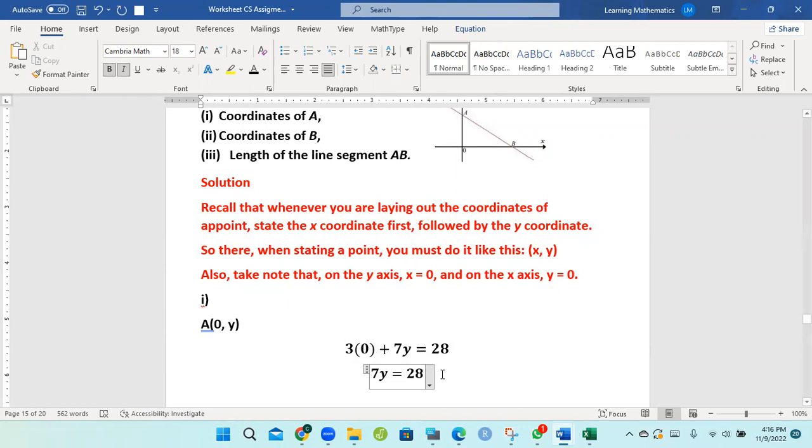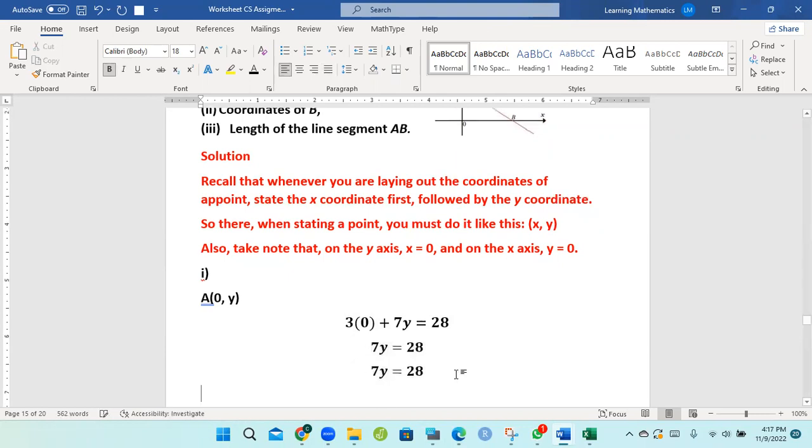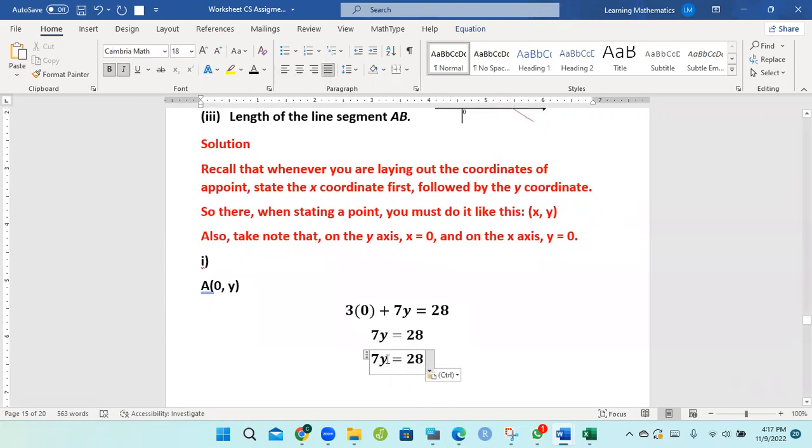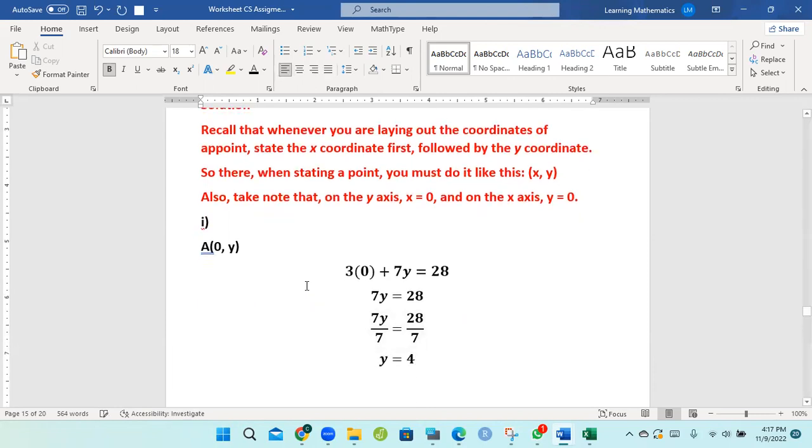And we simply have to divide by 7 to make y the subject, to solve for y. We divide by 7 on the left, and we have to divide by 7 on the right. 7 divided by 7 is 1. 28 divided by 7 is 4. So therefore, y is equal to 4. So now we can complete the point A. We can clearly say now A is 0, comma 4.